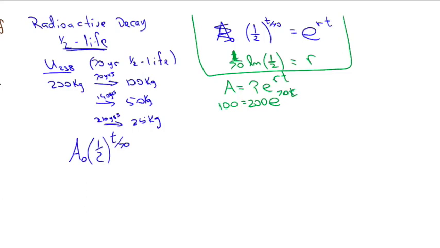Yeah, it's 70R. I'm replacing T with 70. All right, how do you solve for R? You divide by 200, you get a half. And you get e to the 70R. Then you ln both sides, and you get ln of a half equals 70R. And R is equal to ln of a half divided by 70. So they come out to be exactly the same answer, which is kind of cool if you think about it.